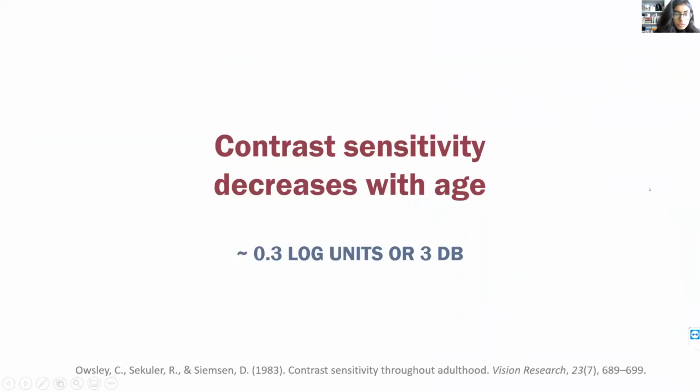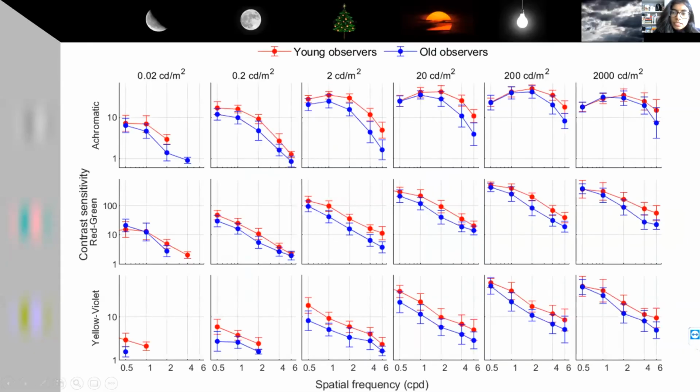Now let's look at the results. These are all the CSFs that we collected. The rows are the 3 color directions and the columns are different luminance levels. Each luminance level is 10 times higher than the previous one in candela per meter squared.